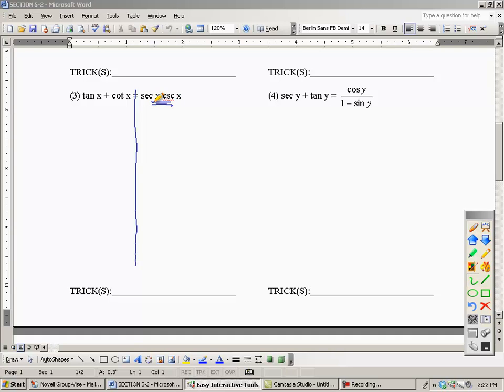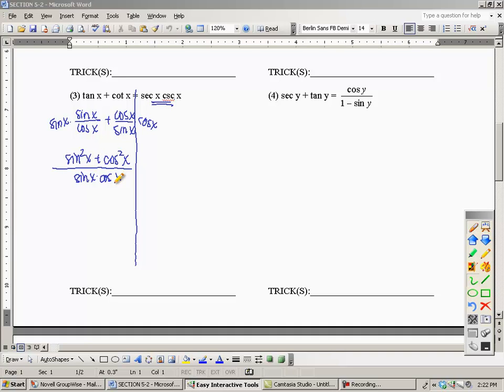Because secant and cosecant talk about sines and cosines, I'm going to rewrite these as sines and cosines. So tangent is sine over cosine, and cotangent is cosine over sine. And so I'm looking at 2 different fractions. Again, to add the 2 fractions together, I'm going to make a common denominator. So I'm going to multiply the first one by sine and the second one by cosine. So here's what I have. In the numerator, I have sine squared plus cosine squared, all over my denominator, which is a sine and a cosine. So sine times cosine.